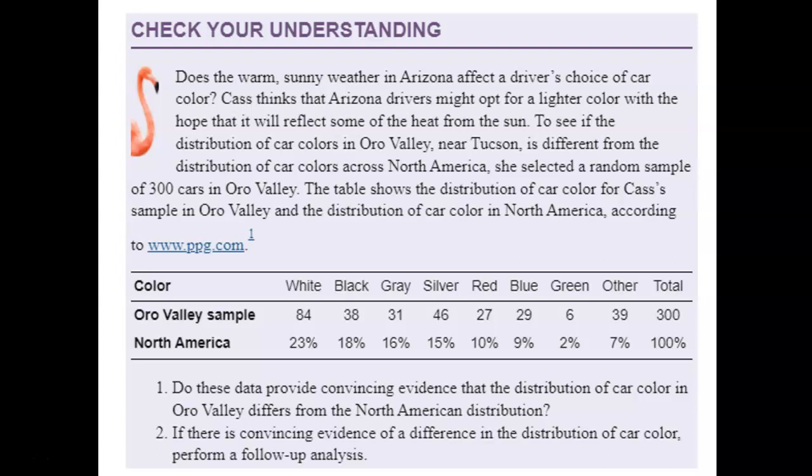So what we have here is our sample data out of 300. And then this is the expected counts. I shouldn't say the counts. This is the expected ratio that we would expect them to be in.